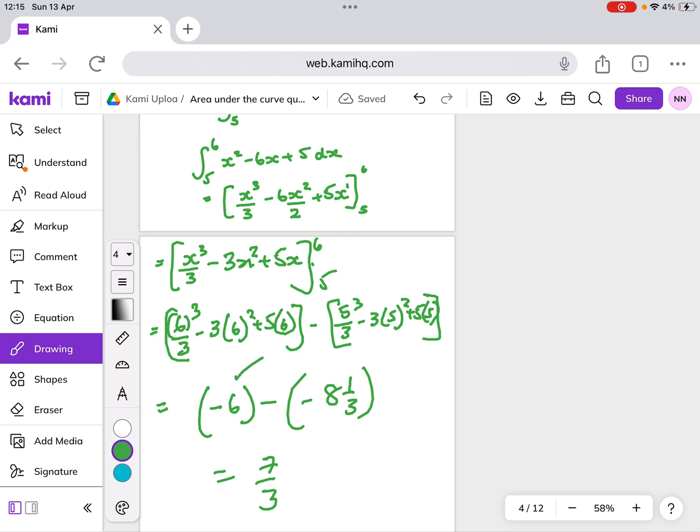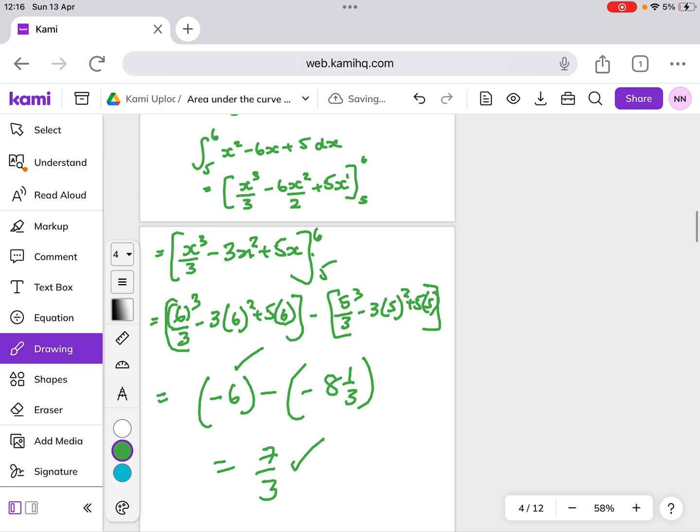Minus 6. So that's correct. And then if we go back and change the 6 for a 5, ooh, okay. See, it takes time to put things into your calculator. I get minus 25 over 3, which is minus 8 1/3. So then we've got minus 6 minus my answer, which gives me my 7 over 3, which is correct.